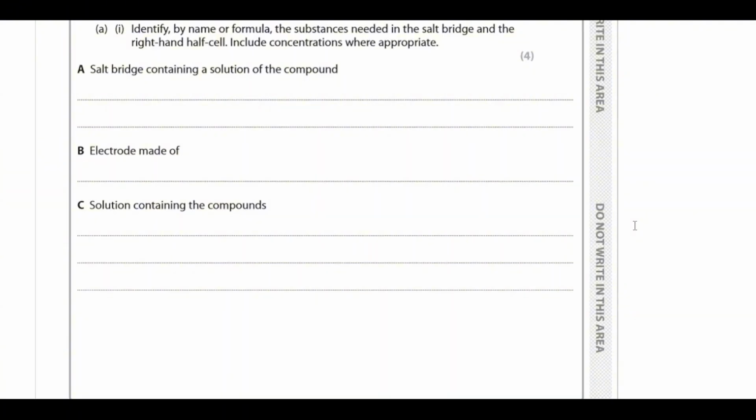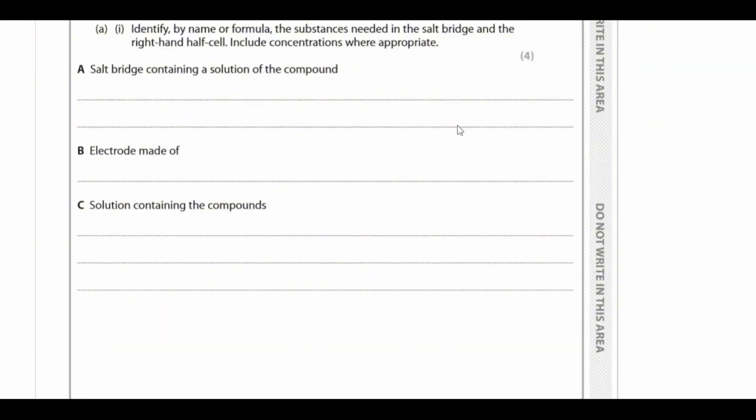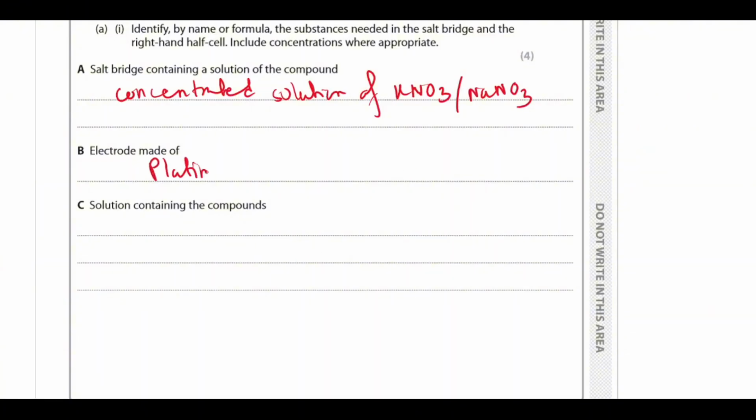Okay, so first of all, one appropriate substance that can be used as a salt bridge would be a concentrated solution of anything, maybe sodium nitrate or potassium nitrate, so any one of them will work. So concentrated solutions, KNO3 or NaNO3. The electrode obviously should be made up of something which is unreactive, so in this case platinum will work, or you could also use any other unreactive transition metal as well.